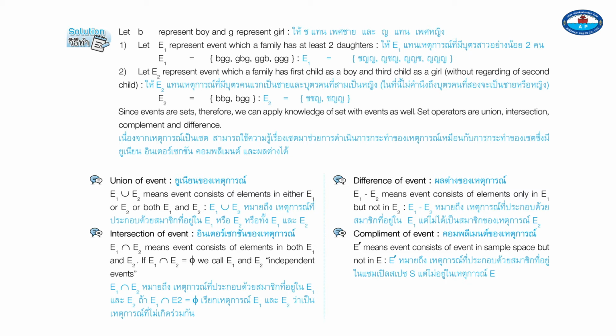If E1 intersection E2 equals the empty set, we call E1 and E2 mutually exclusive events. Difference of events. E1 minus E2 means the event consists of elements only in E1 but not in E2. Complement of event. E prime means the event consists of elements in the sample space but not in E.